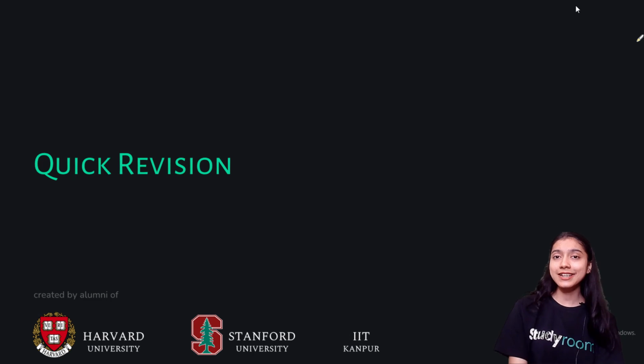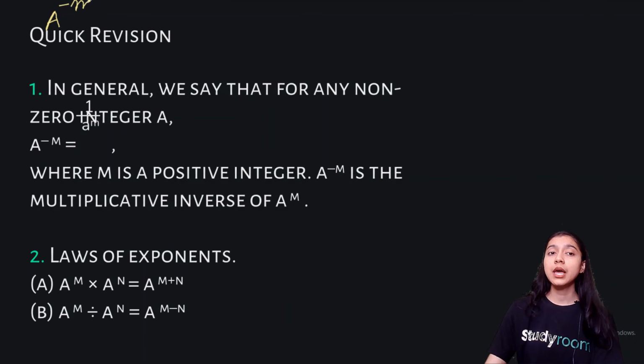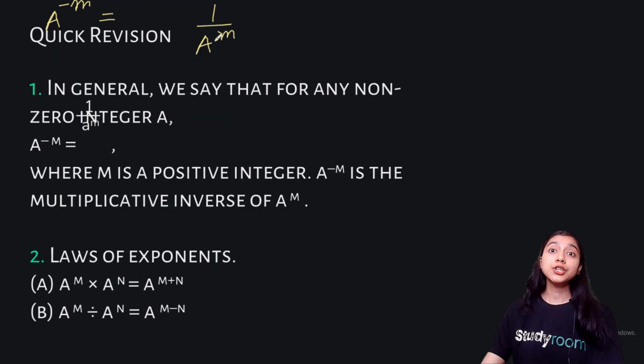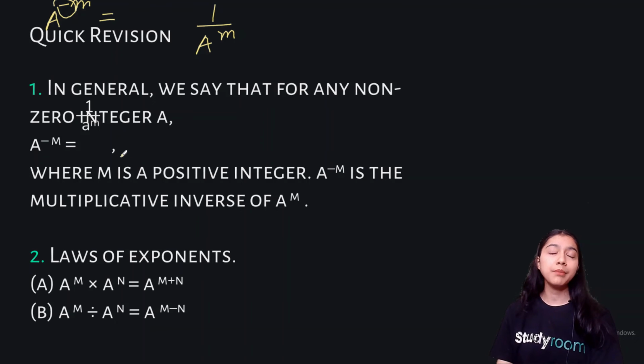So let's get started. The very first and the most important concept that I taught you was that if we have a non-negative integer a and it is raised to a negative power, that is minus m, that can be written as 1 by a to the power of m. So in short, we can conclude that this negative sign from the exponent can be removed by taking the reciprocal of the base. So the first concept was very important and it will be applicable in many places.